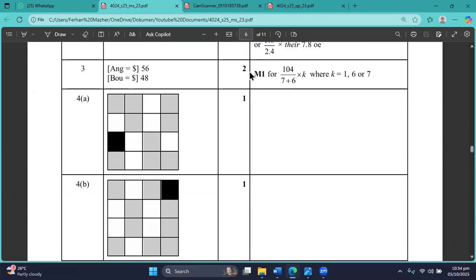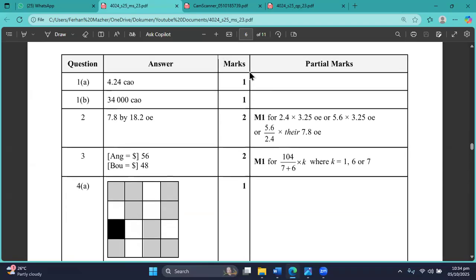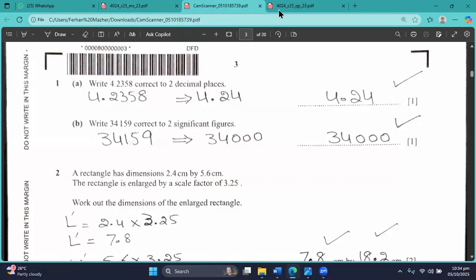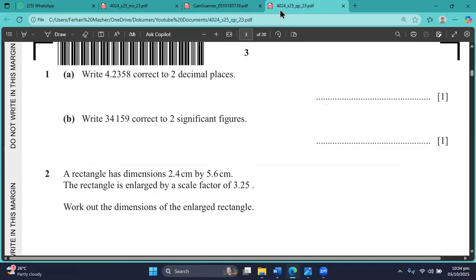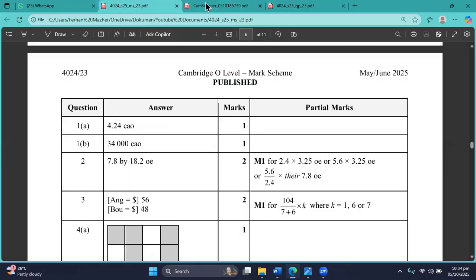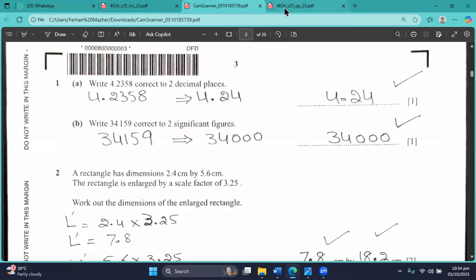Question number 1. Here we go. 4.24 is the right answer. This is what I have done. Question number 1, B part, he says write 34159 correct to 2 significant figures. 2 significant figures are 3 and 4. These will be dropped. Because this is 1, I will write 34000. So this is my answer, sir. The answer is correct.